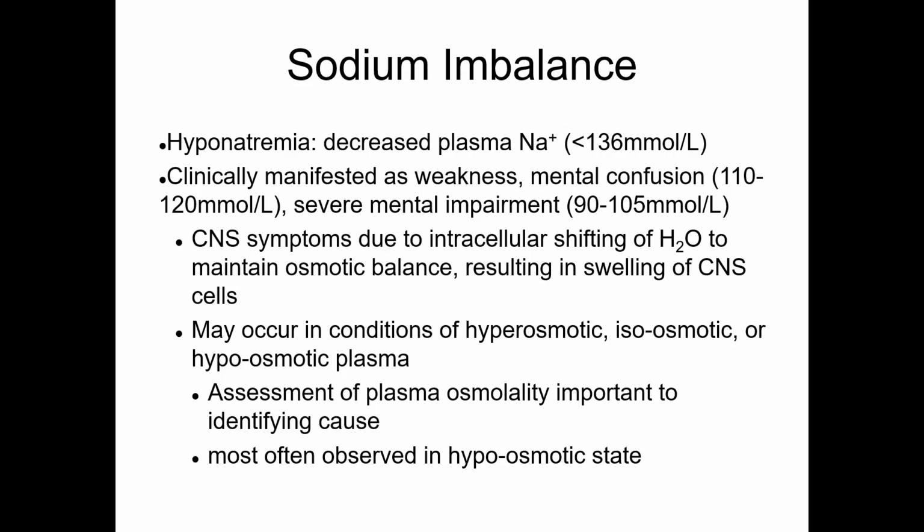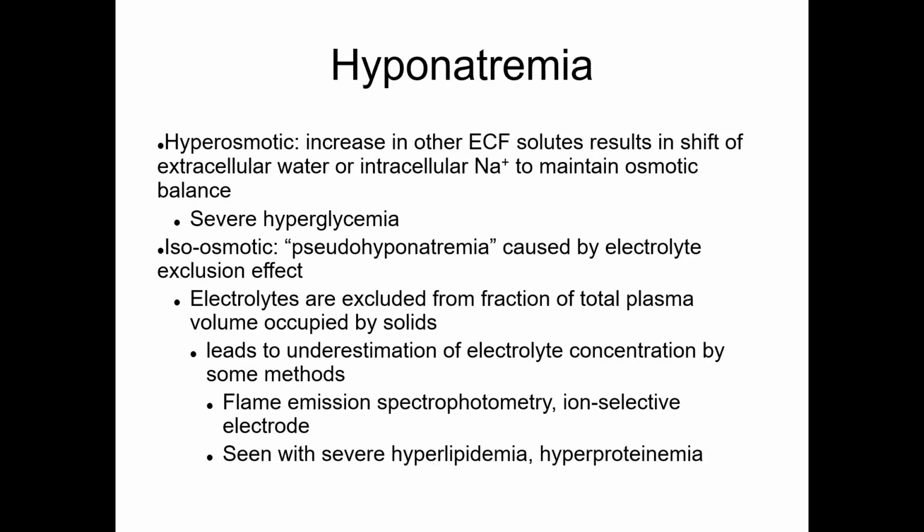It may occur in conditions of hyperosmotic, isoosmotic, or hypo-osmotic plasma, and we will discuss each one of these individually as we go through the next few slides. Assessment of plasma osmolality is important to identify the cause, and the most common one is a hypoosmotic state. So, hyperosmotic hyponatremia. An increase in extracellular fluid solutes results in a shift of extracellular water or intracellular sodium to maintain the osmotic balance. Severe hyperglycemia.